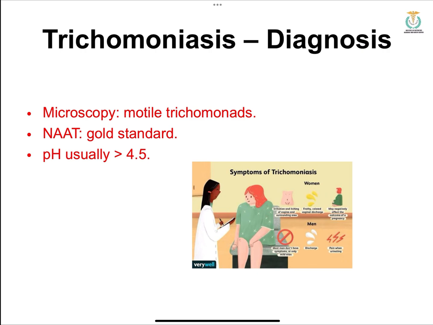The pH will usually be greater than 4.5 in trichomoniasis cases, and you can go for NAAT, which is the gold standard for diagnosing trichomoniasis. This is an important part, because it is a sexually transmitted disease, so you have to proceed accordingly. Most important is the wet mount for trichomonas. So that is the diagnosis of trichomoniasis.